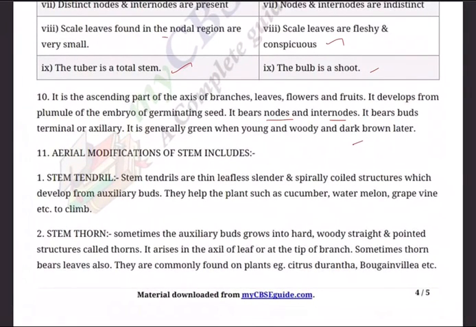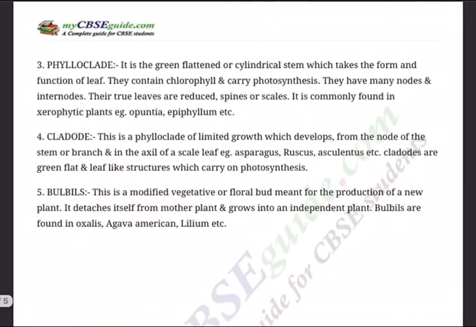Question number 11. Aerial modification. Stem tendril. Stem tendrils are thin, leafless, slender, spirally coiled structures that develop from axillary buds. They help plants such as cucumber, watermelon, grapevine to climb. Stem thorn. Sometimes the axillary buds grow into hard, woody, straight and pointed structures called thorns. It arises in the axil of a leaf or at the tip of the branch. Sometimes thorns bear leaves also. They are commonly found in plants like citrus, bougainvillea. We are all seeing them in our campus.